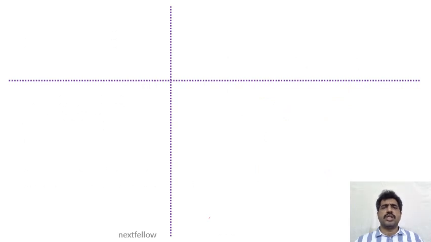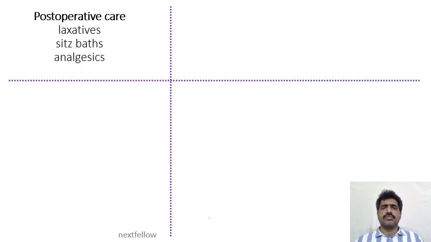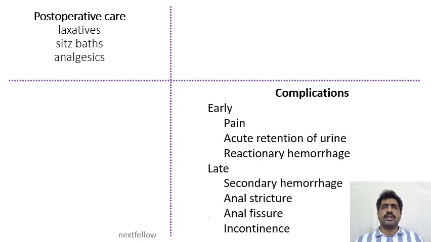Postoperative care after hemorrhoidectomy should be aimed at maintaining regular bowel function. Laxatives are used. Pain is managed with sitz bath and analgesics. The early complications include pain, acute retention of urine especially in males, and reactionary hemorrhage due to slippage of knots. The late complications include secondary hemorrhage, strictures and incontinence.